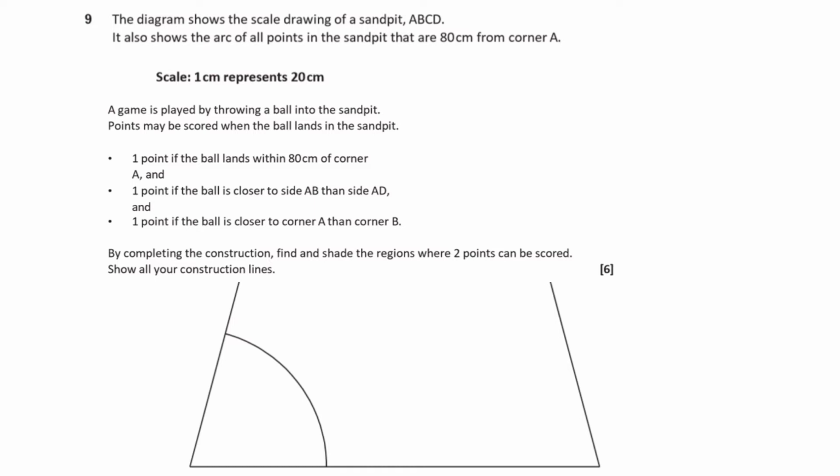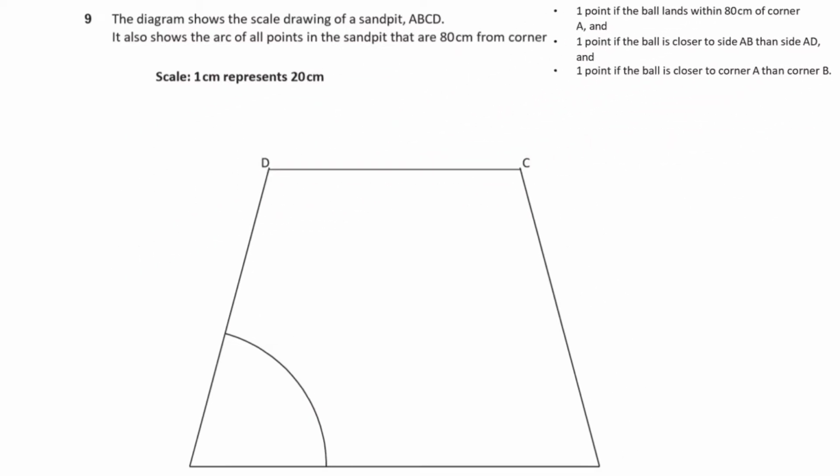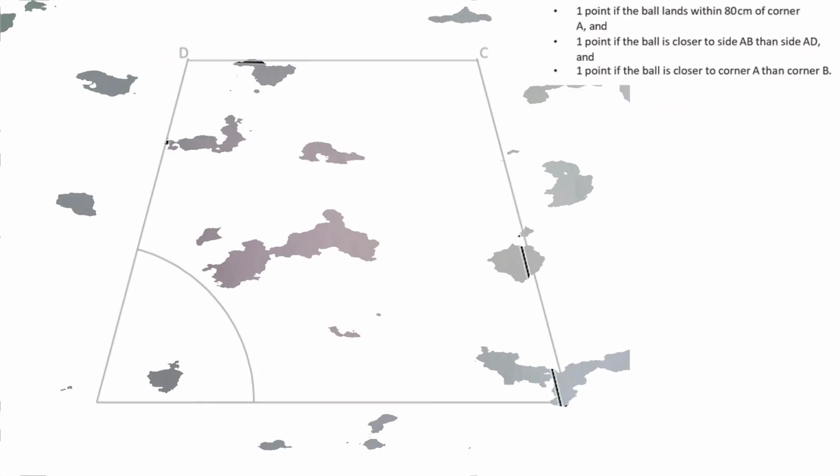1 point if the ball lands within 80 centimeters of corner A, and 1 point if the ball is closer to side AB than to side AD, and 1 point if the ball is closer to corner A than it is to corner B. By completing the construction, find and shade the regions where 2 points can be scored. Show all of your construction lines.